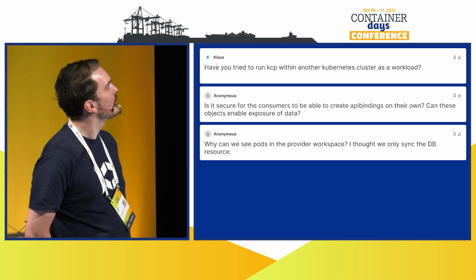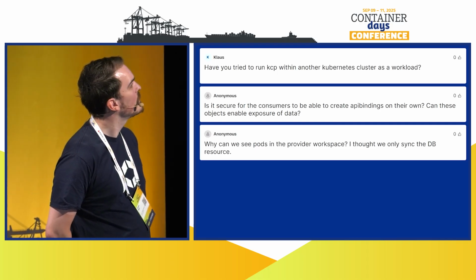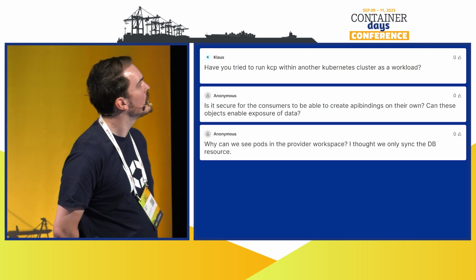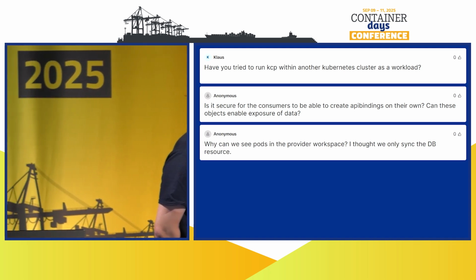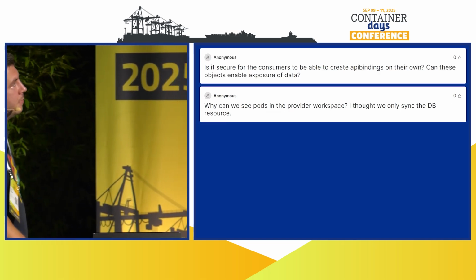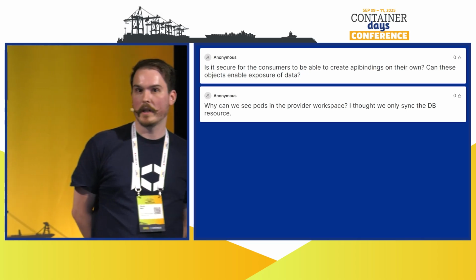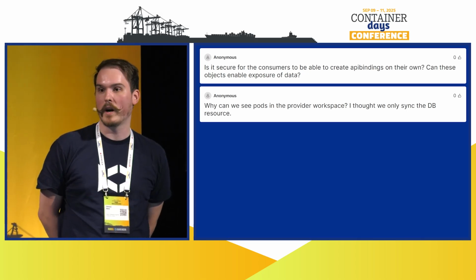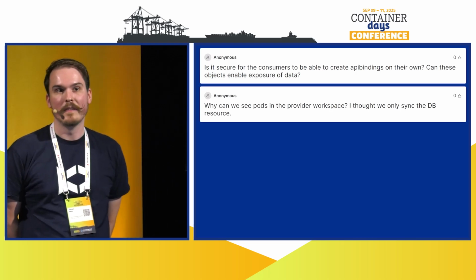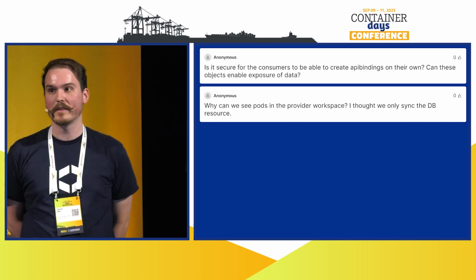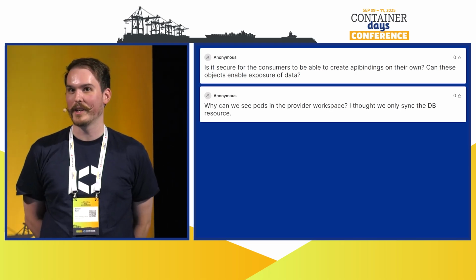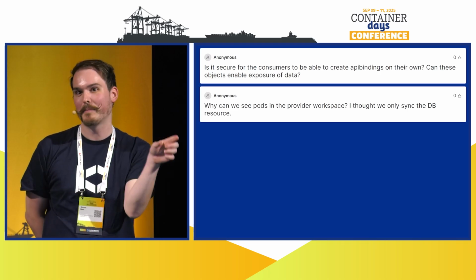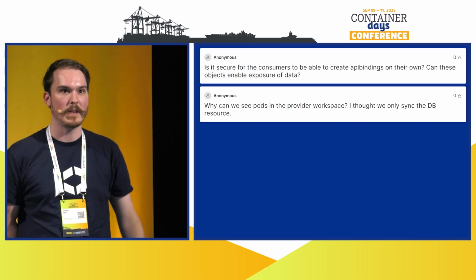Is it secure for consumers to be able to create API bindings on their own? Can these objects enable exposure of data? So, first of all, you need to have a matching API export, and then they are your objects. Like no other objects get exposed to you. The only thing I could imagine is if you accidentally create an API binding and then create objects of that type, but that type is only available once you have created the API binding.